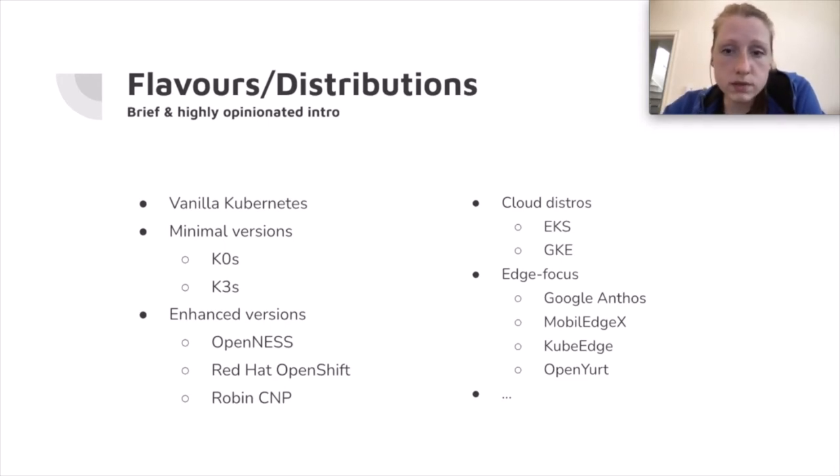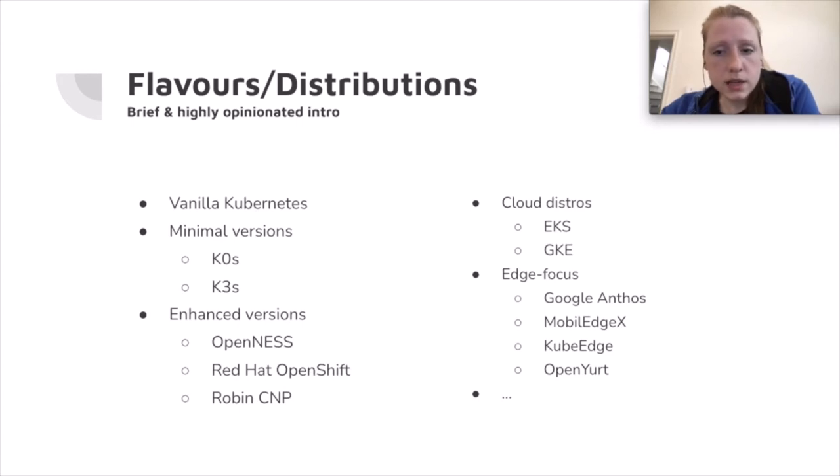Specific edge focus is Google Anthos, which is actually a suite of different cluster options. It in itself is not that edge focused, but in the version that we're looking at it is. So we'll be focusing mostly on the GKE and bare metal clusters because those are the ones that I've worked with. Mobile Edge X is not really a Kubernetes distro. It's more of a management system, but it takes care of the cluster creation and workloads for you. So it's included to showcase some of the other aspects that matter when choosing a way of deployment.